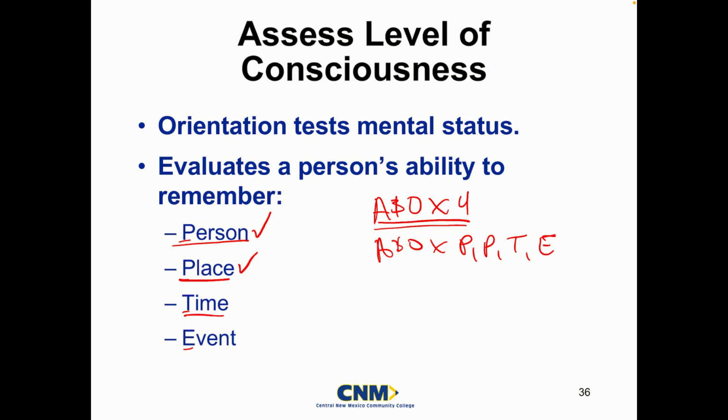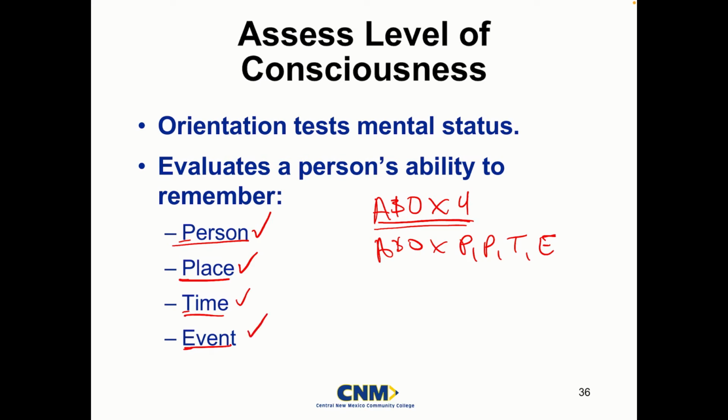Time, roughly the time. If they can't tell you the time, but they look at their watch, that's a complex neurological process. If they can do that and tell you the time, then that's okay. Or if they can just tell you rough time, maybe they just woke up from unconsciousness, if they can tell you roughly what time it is, they get the point. Sometimes they don't. And then the event, can you tell me what happened? And then that kind of leads us into gathering the patient's history. So if they know person, place, time, and event, they get the times 4.